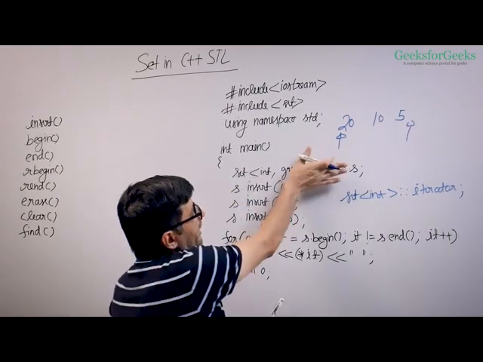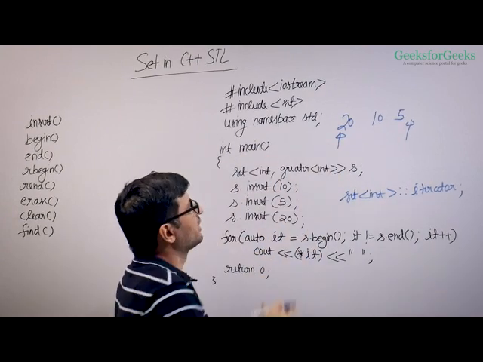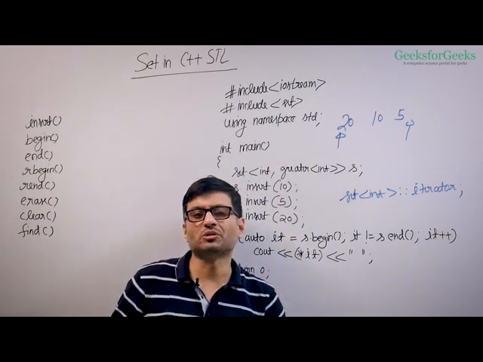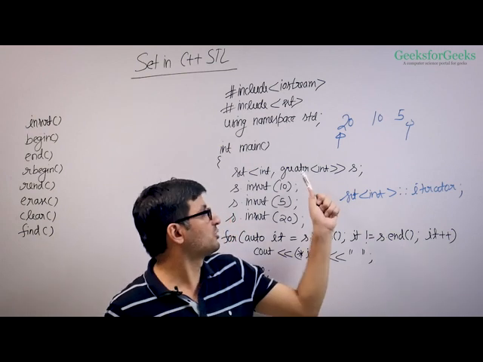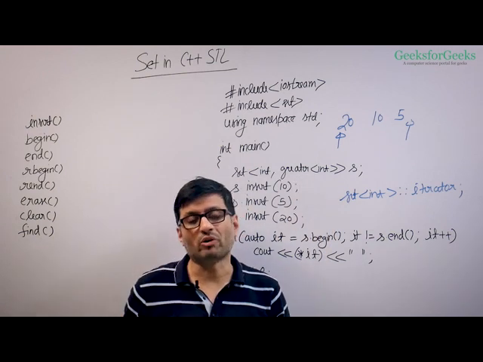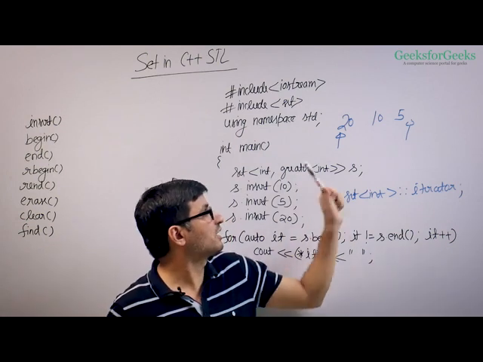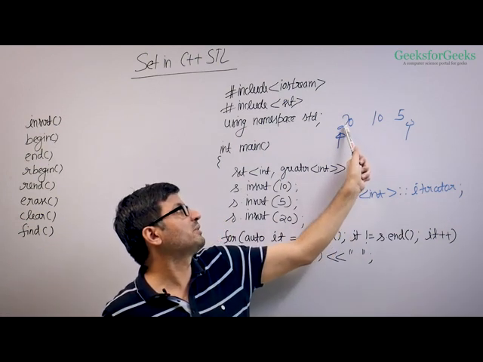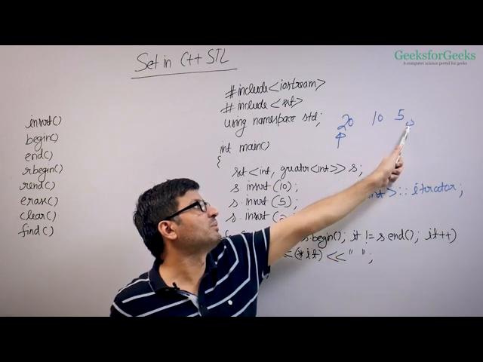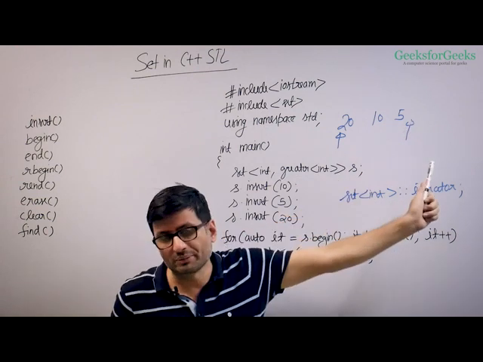If you remove greater, then they will be in increasing order, right? So begin always points to the minimum element if you have not used greater, and end will point to the element after the last element. And if you have used greater, then begin will point to the largest element and end will point to the element beyond the smallest element.